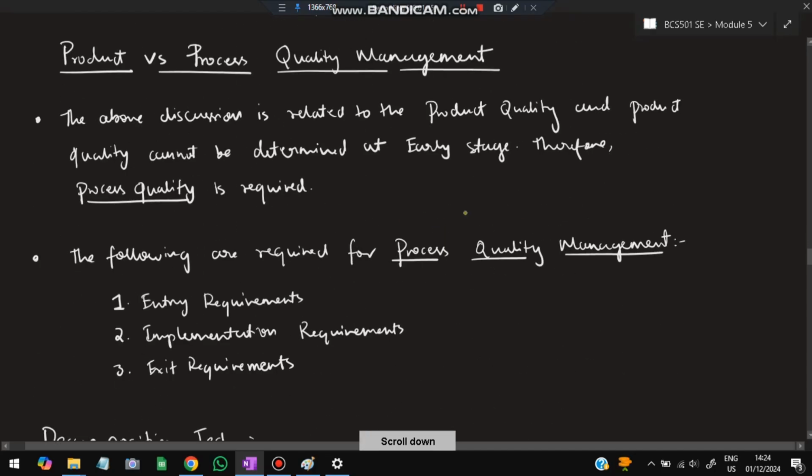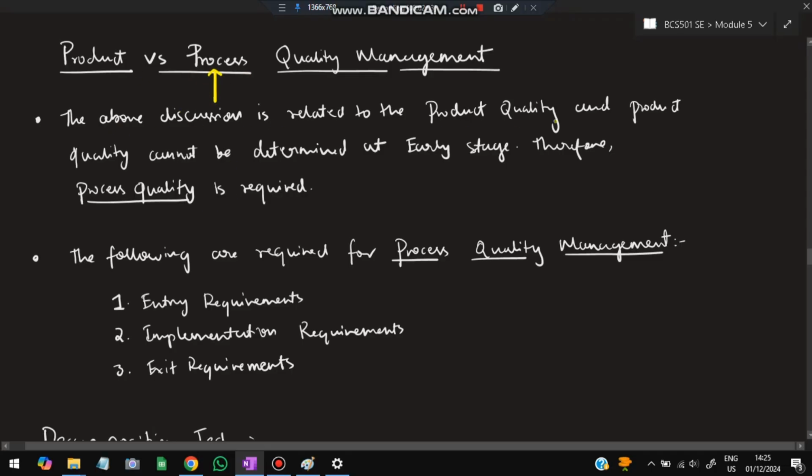Okay, moving on to the third topic, which is product versus process quality management. Product we already discussed, all the characteristics I discussed above. That is about the product, how to check if the product is good or not. But we also need to check whether the process is good or not. Why do we need to check the process?